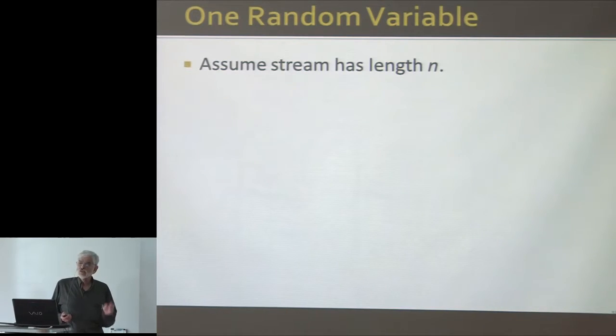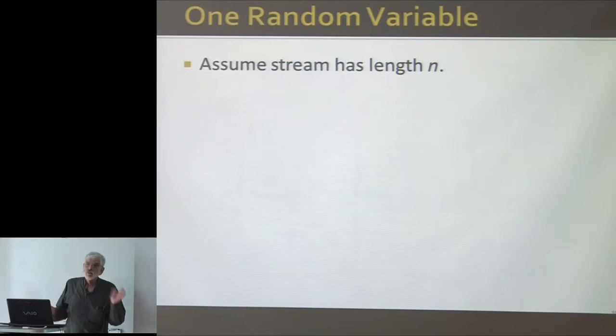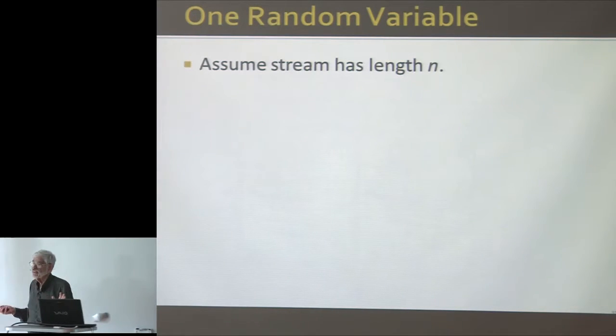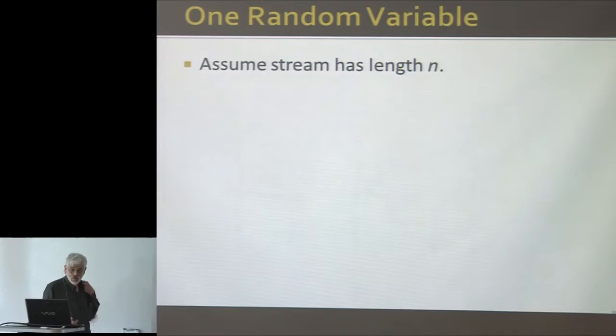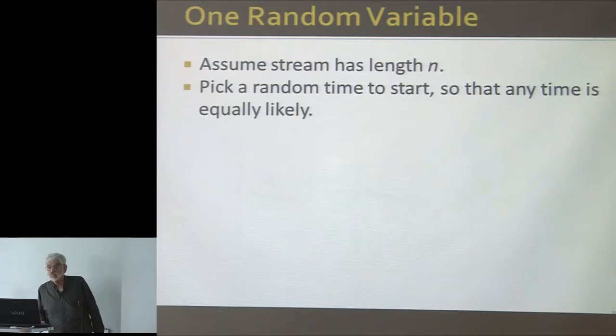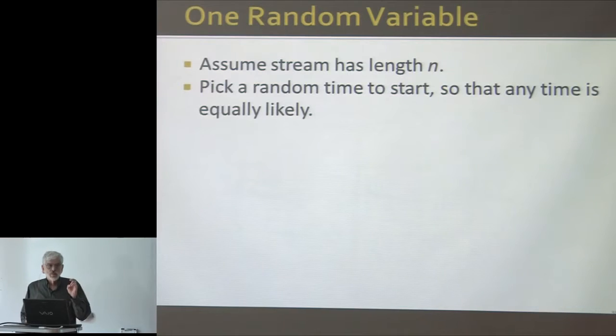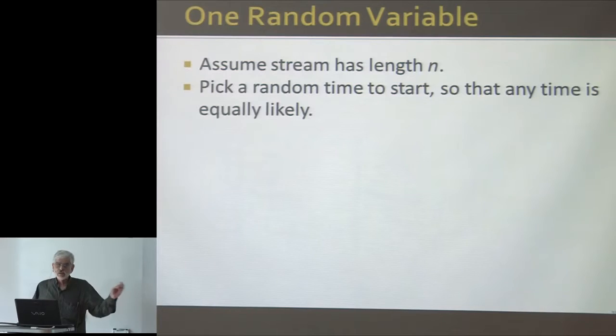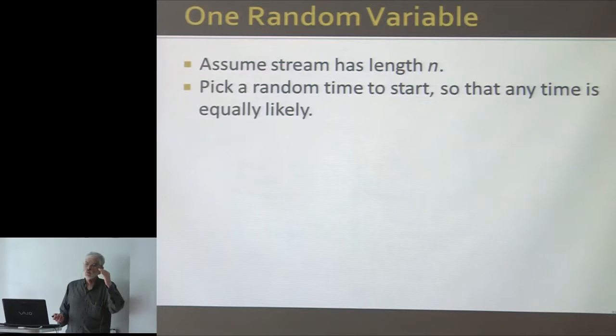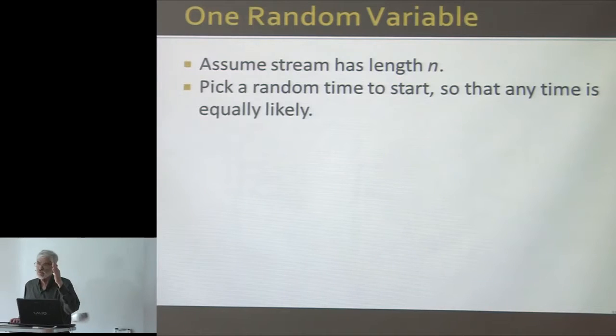So again, let's start off assuming the stream has length n. Now, by the way, remember, streams don't have a length. But let's suppose that n elements have come in so far. Now I want to pick a random time to start my counting, that's the count that's associated with a random variable. And I want to pick the start time uniformly. So with probability 1 over n, it'll be the first stream element, with probability 1 over n, the second stream element, and so on.